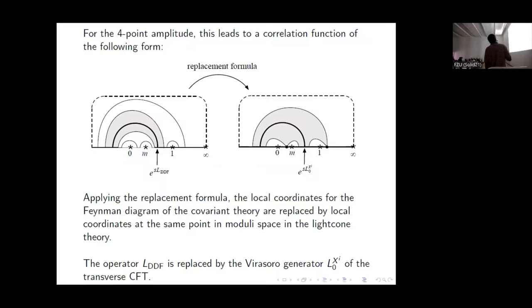And then you can use this replacement formula to replace this LDDF with the zero mode of the VSRO of the transverse free bosons. So it turns out that that works, and at the same time the local coordinate maps of the covariant theory are replaced by light cone style local coordinate maps. Okay.